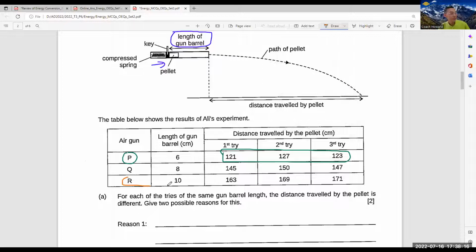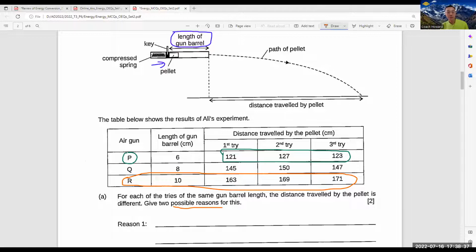Let's say you see this one, right? Why are these 3 values different? 163, 169, and 171, although they use the same gun barrel. Okay, so they say give 2 possible reasons. As long as your reason is reasonable, it can be accepted.